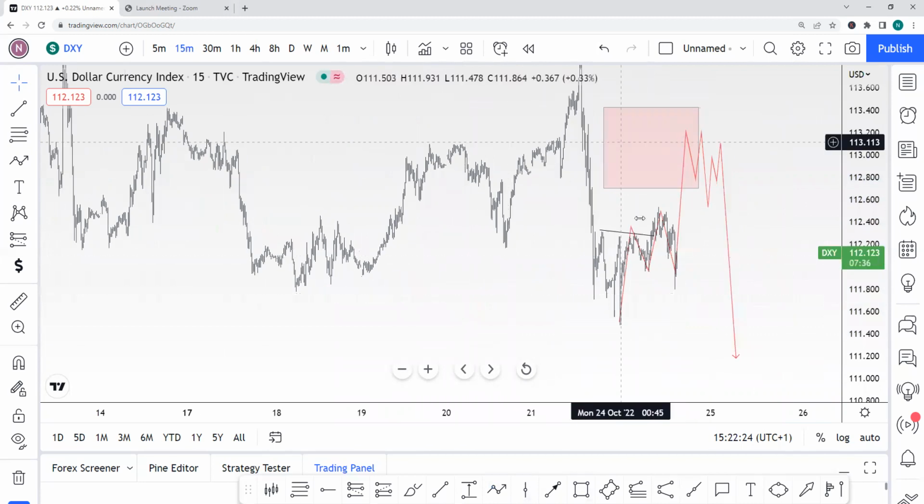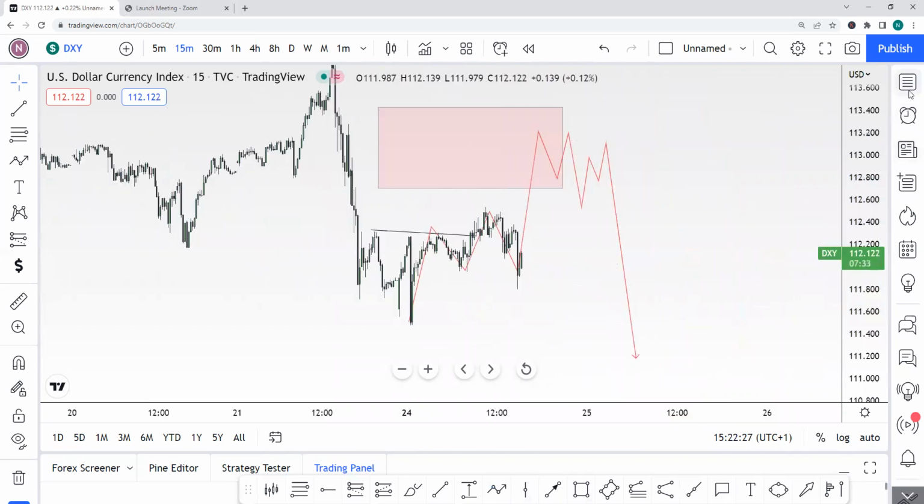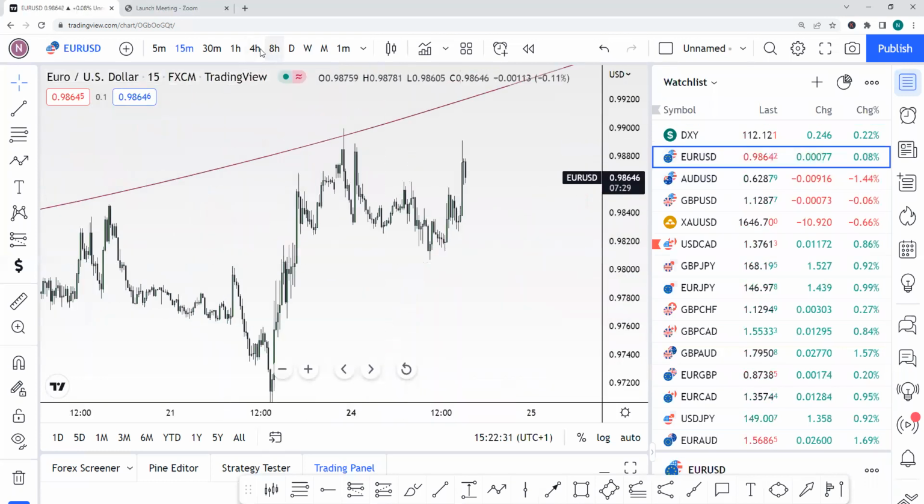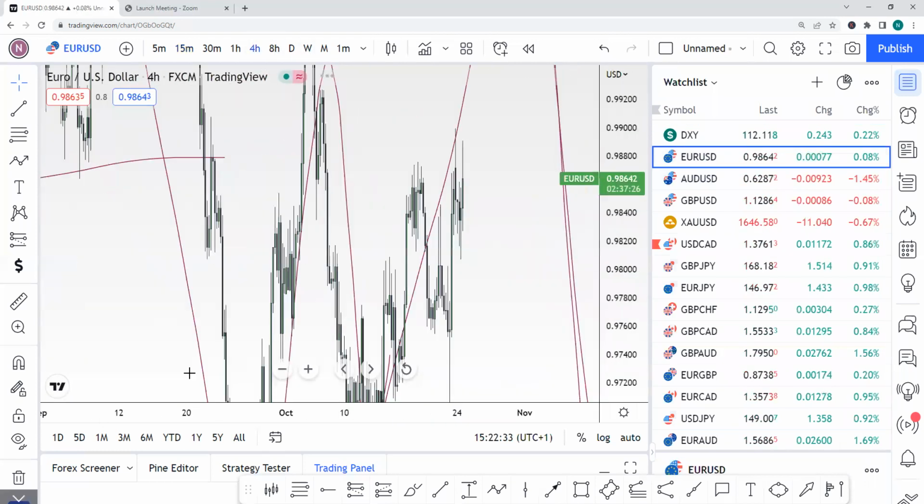So if we have this forecast for DXY, you should know we'll get the opposite for euro dollar.